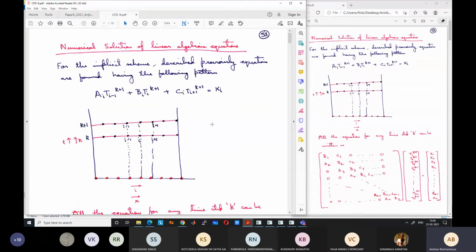to convert a PDE, so individual terms of the PDE. In PDEs, you will have individual terms which are partial derivatives. How to convert them, whether that is first order or second order or mixed derivative, into algebraic equations. That we have seen in the previous class.